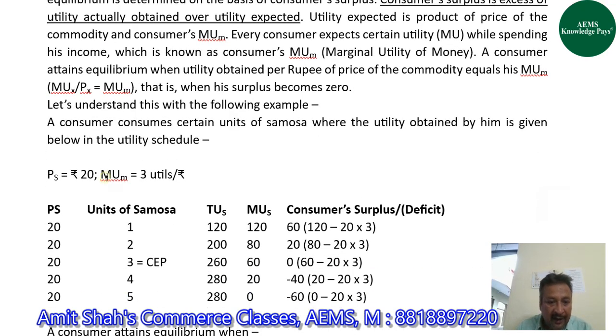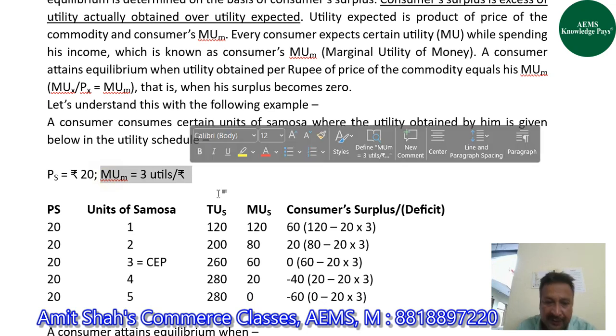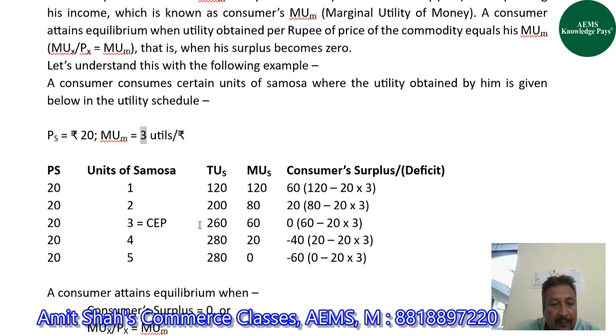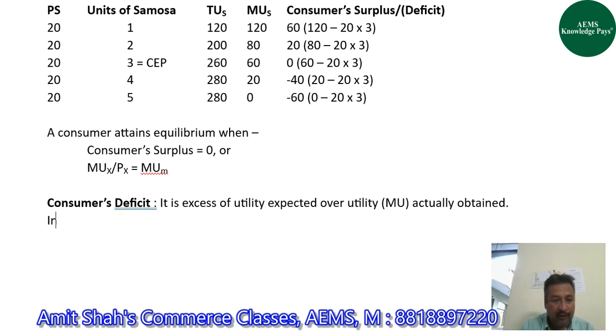You may not be given MUM in all the questions. When MUM is not given, when marginal utility of money is not given, as per Alfred Marshall, it is expected to be 1 utile per rupee. It means in that case, it is expected to be 1. I hope you have got this, guys.